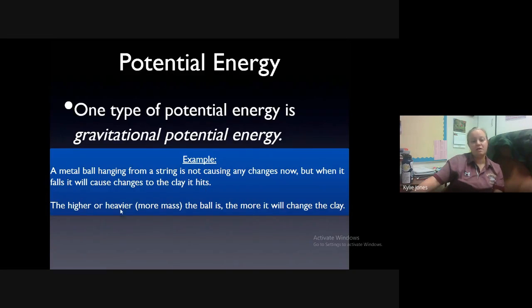So the higher or heavier, so the more mass that the ball has, the more it will change the clay. So it's assuming that we have a metal ball and a chunk of clay underneath it. And if we drop the ball, it's going to create a dent in the clay. So the potential energy it has is up here while it's hanging. And then once it gets dropped and it falls, that's the kinetic energy. And then it transfers its energy into the clay to change the clay. Okay?